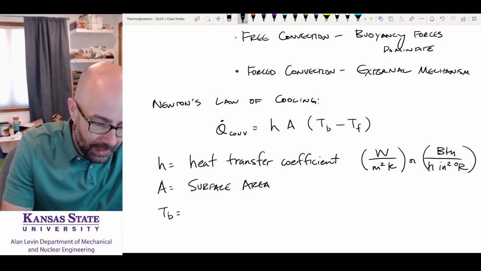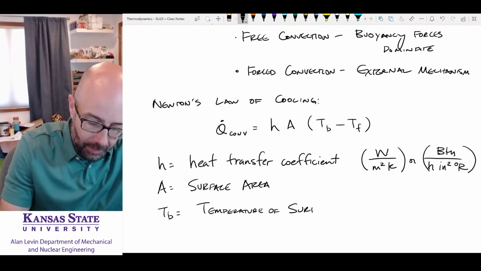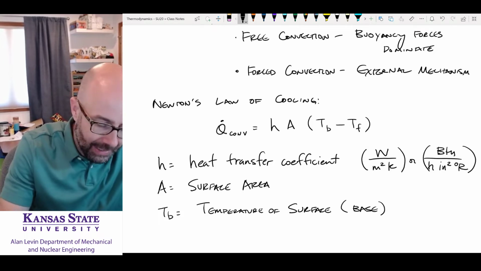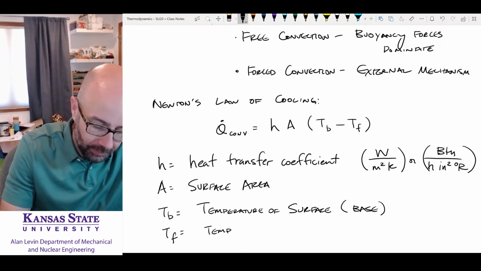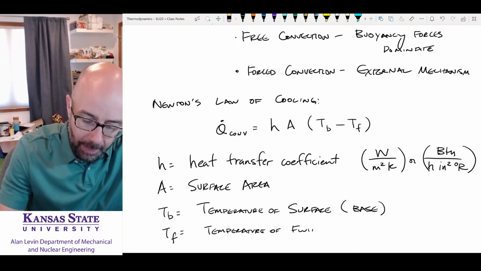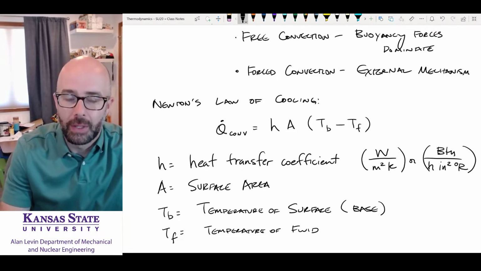TB is equal to the temperature of the surface, or sometimes I call this the base. And TF is the temperature of the fluid. Okay, fluid, liquids, and gases are fluids.